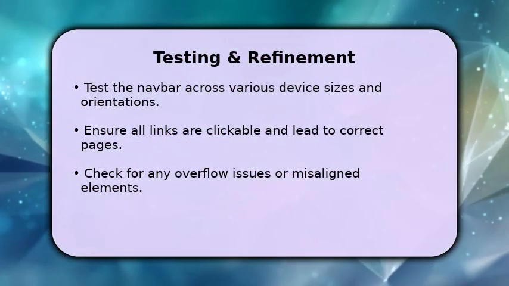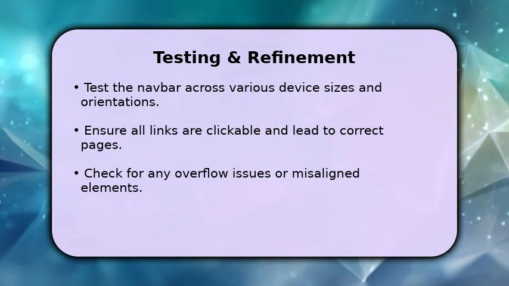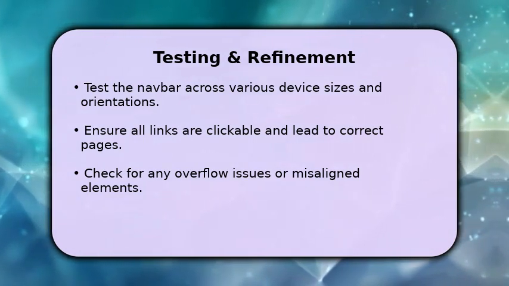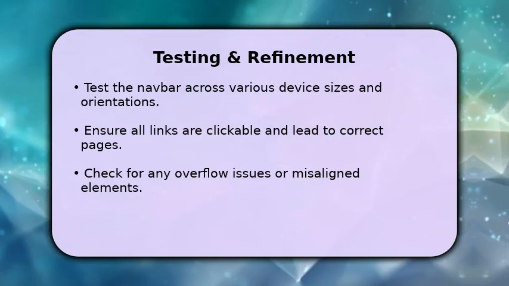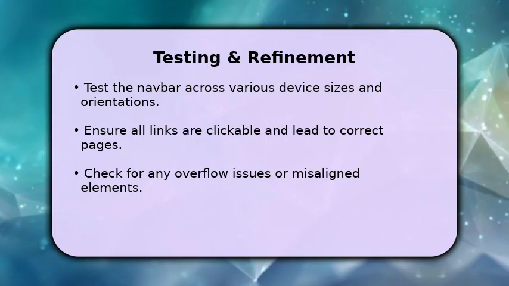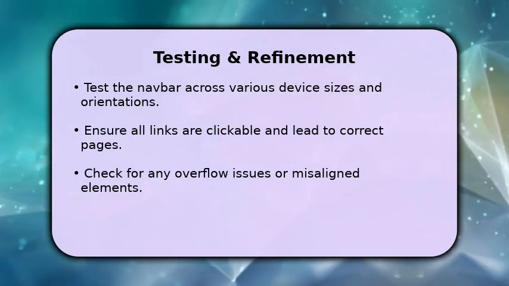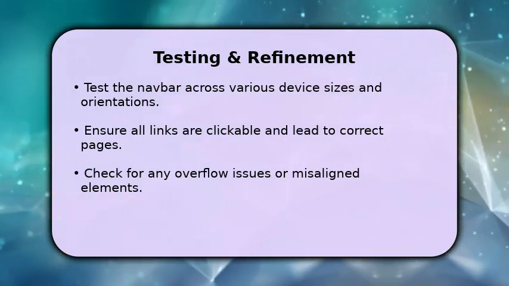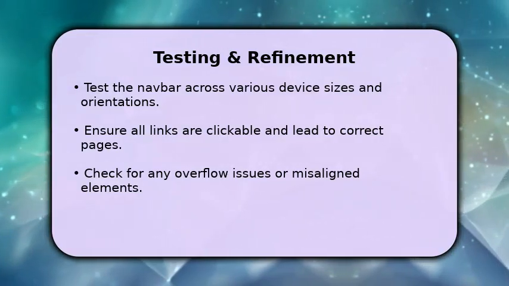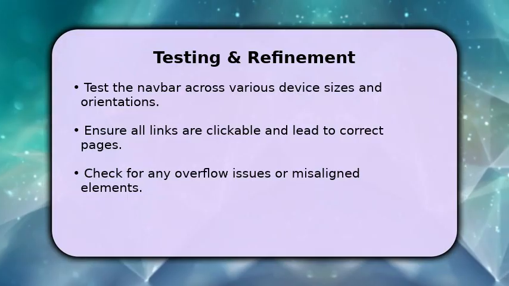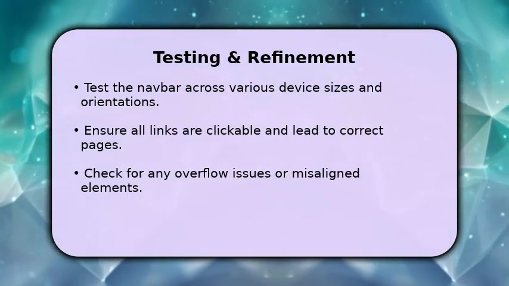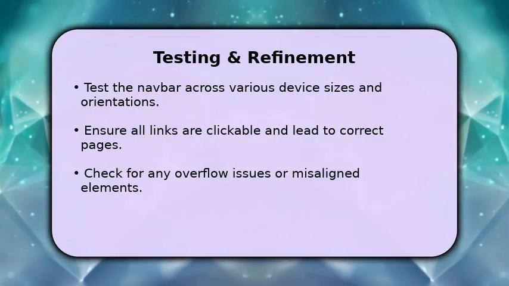The final, crucial step is thorough testing and refinement. Preview your website and meticulously check the navbar's responsiveness across a wide range of device sizes, from large desktops to small smartphones, and in both portrait and landscape orientations. Verify that every link is fully functional and directs users to the correct destination. Look out for any visual glitches, such as text overflow or misaligned elements. Once satisfied, publish your site and enjoy your perfectly responsive navigation bar.